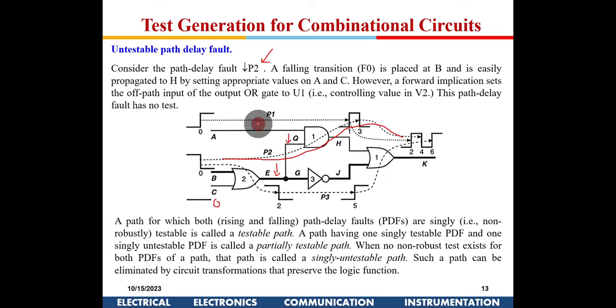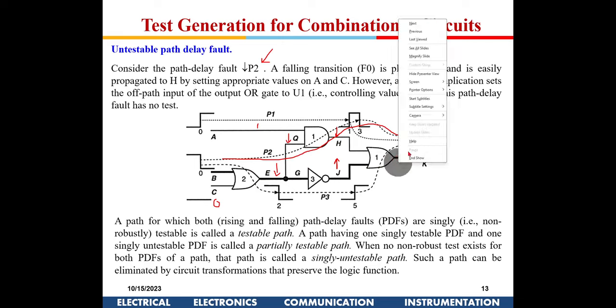So probably I need to give a one out here. Then I'll have a falling edge out here. This falling edge will create a rising edge out here. So obviously this is falling, this is rising, so this will continue to remain a one, right? So this particular path is not testable, correct?